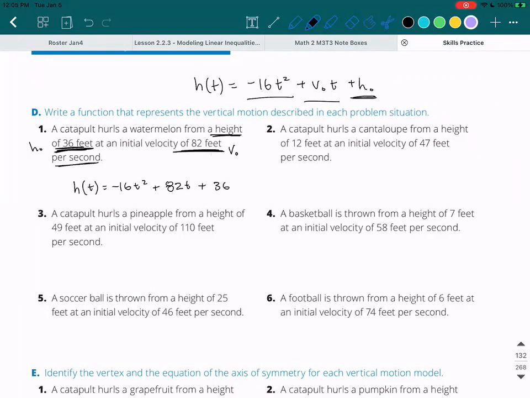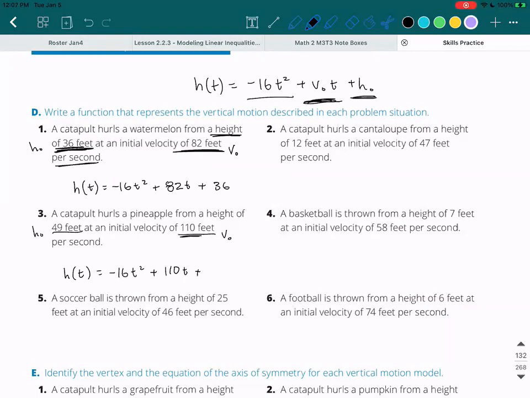Okay, I'm going to pause here, see if you guys have any questions. Next example, a catapult hurls a pineapple from a height of 49 feet. So this is your h naught. At an initial velocity of 110 feet per second. So this is your v naught. So putting it together, h of t is equal to negative 16t squared plus. All right, now this is the v naught times t. So our v naught was 110. So it's 110 times t.